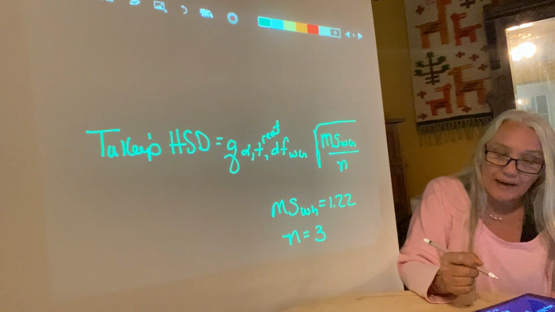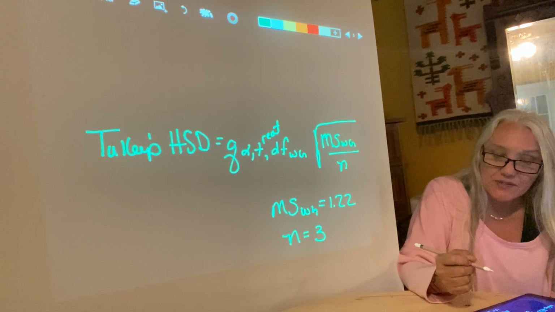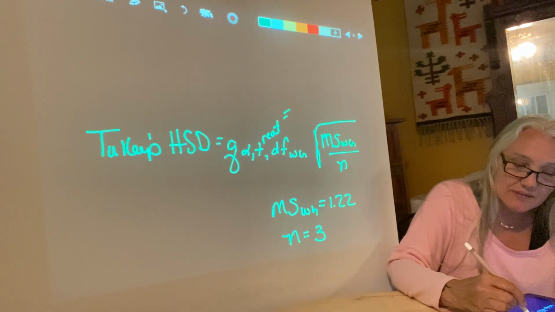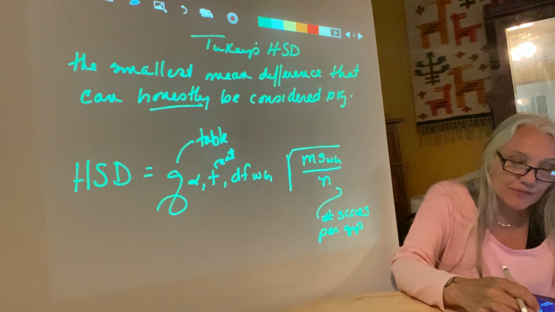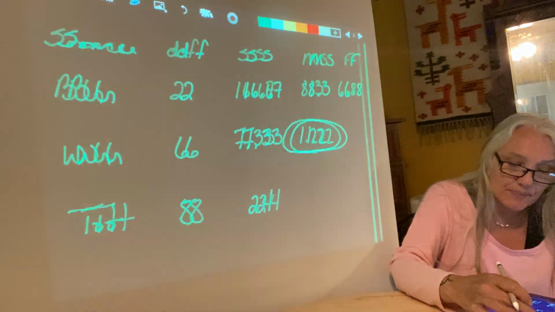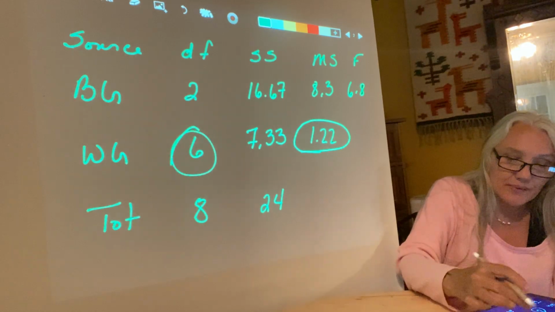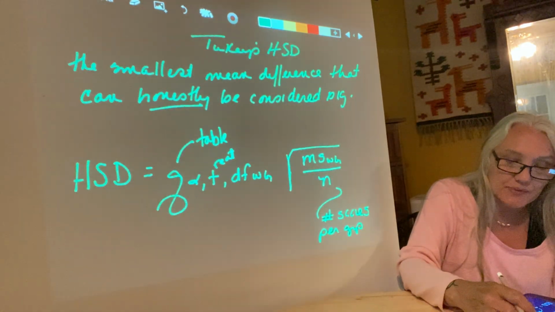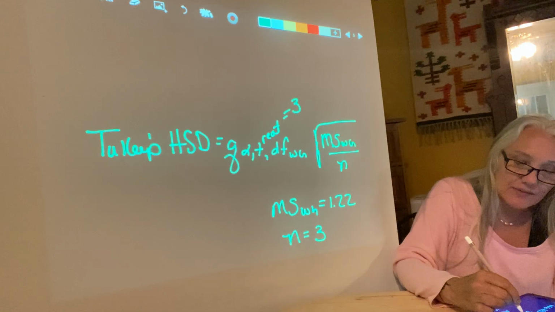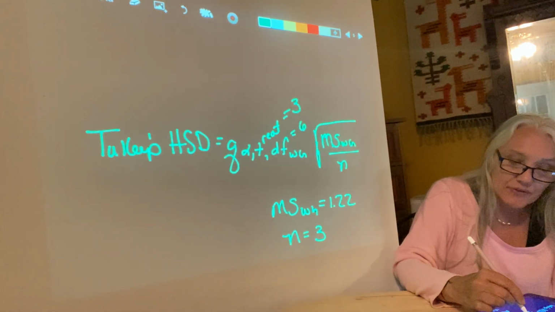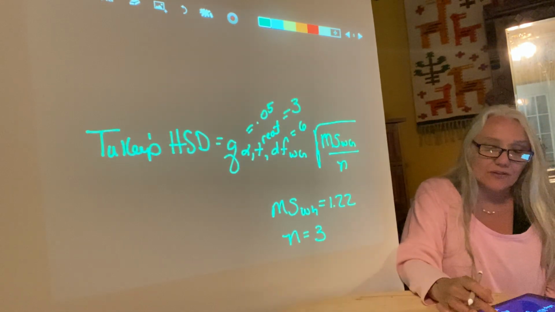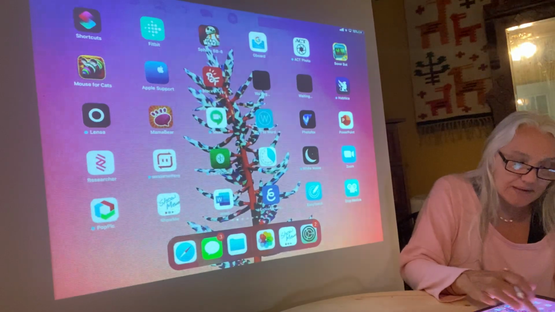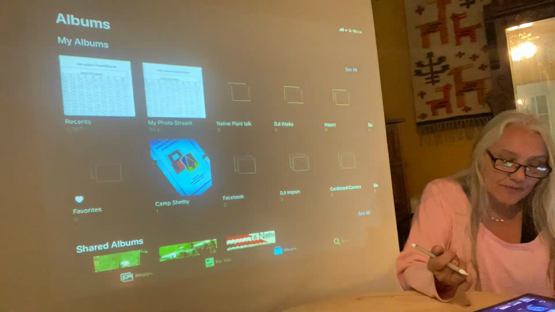So Q on alpha, how many treatments we have? We have 3 treatments. And degrees of freedom within groups was 6. So we have 6 degrees of freedom within groups. So this is 3 treatments, 6 degrees of freedom within groups. Alpha is 0.05. All right, let's go to the Q table. I have mine as a photograph.